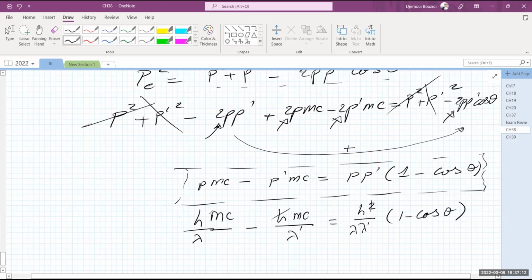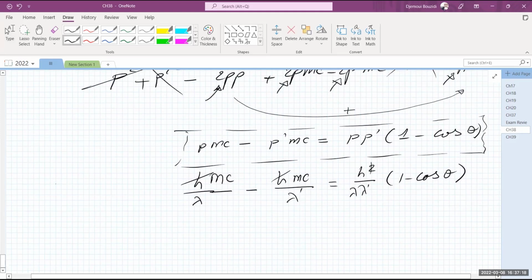Obviously, the h squared and the h cancel. So I'm left with an MC, and this is what we do normally into this expression. We multiply it by lambda prime and divided by MC. So this MC is gone because I have it in the denominator. This lambda is gone because I have it in the numerator. So I'll be left with lambda prime in here.